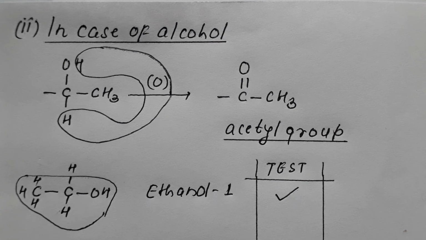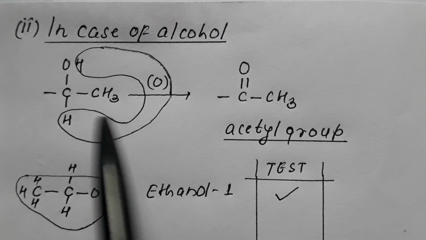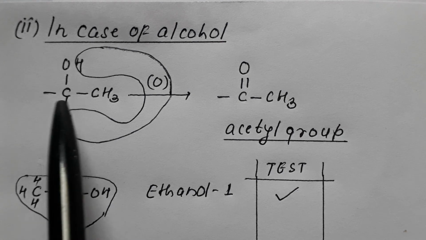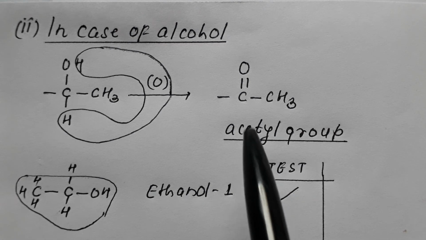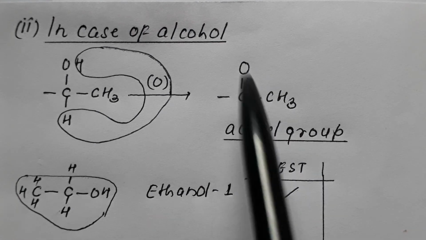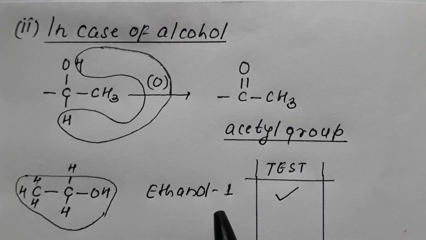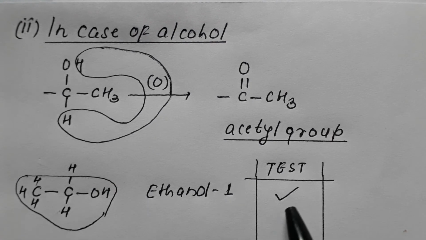In the carbonyl compound, the acetyl group was directly present. In case of alcohols, only those which can convert into an acetyl group will undergo this iodoform test, that is, C double bond O with CH3. So in case of ethanol, CH3CH2OH, the CH3CHOH group is present, therefore it will give the test. So ethanol will give this test.